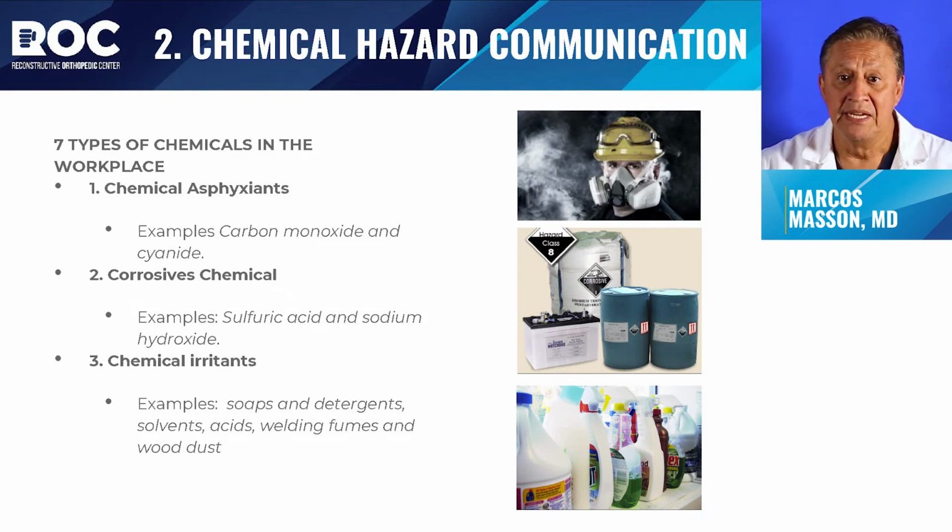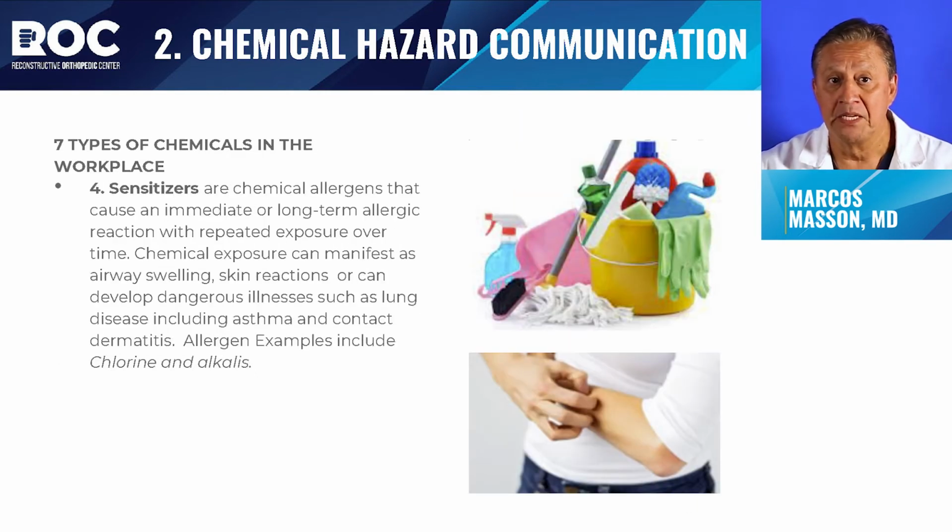Chemical irritants can actually cause severe illnesses and long-term lasting effects to the person's eyes or skin or respiratory tract when these irritants are in direct contact, or slightly water-soluble bodily reactions can occur, including redness and rashes, coughing, hemorrhaging. Examples include soaps, detergents, solvents, acids, welding fumes, and wood dust. The sensitizers are essentially things that can cause itching on exposure and contact, and include chlorine and alkaloids that can also irritate the lungs.